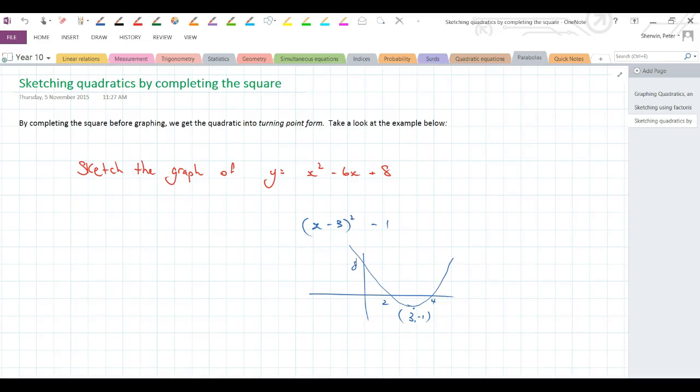Okay, we're going to look in this screencast at sketching quadratics by completing the square. We've done loads of completing the square. We're going to do some more now. So I'm going to go into that in a moment. I'll just get rid of this because I'm giving a bit of the game away.